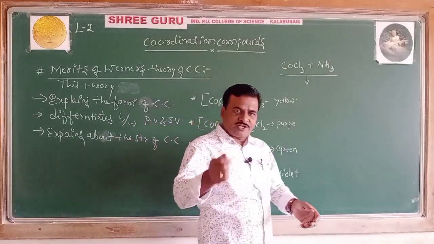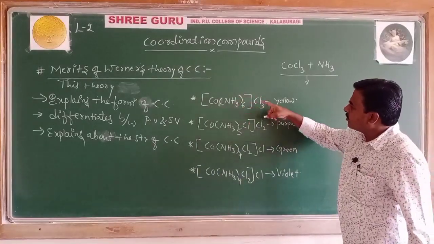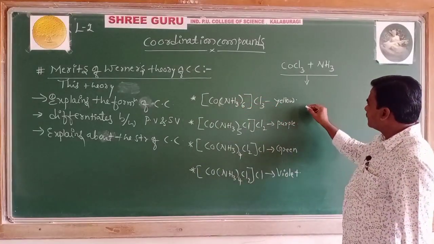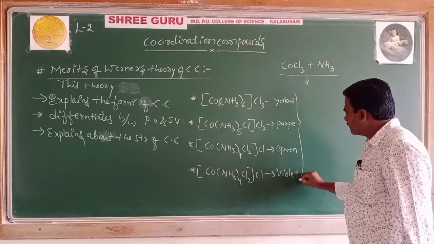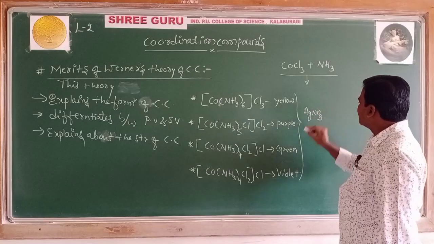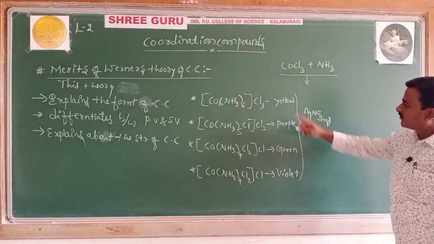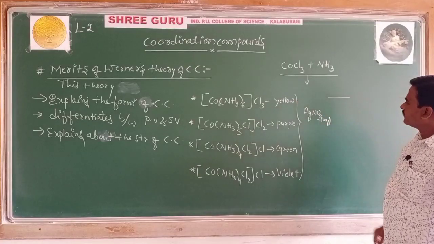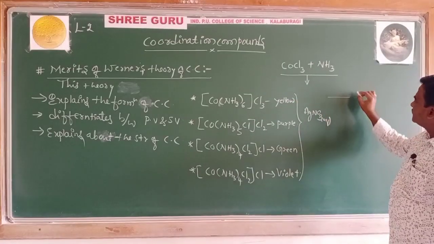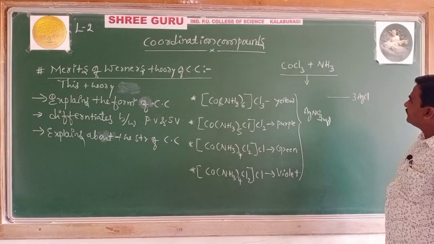Now he noticed further, on treating these complexes with the aqueous silver nitrate solution, AgNO3, what was obtained? For the first complex, 3 moles of silver chloride were precipitated.